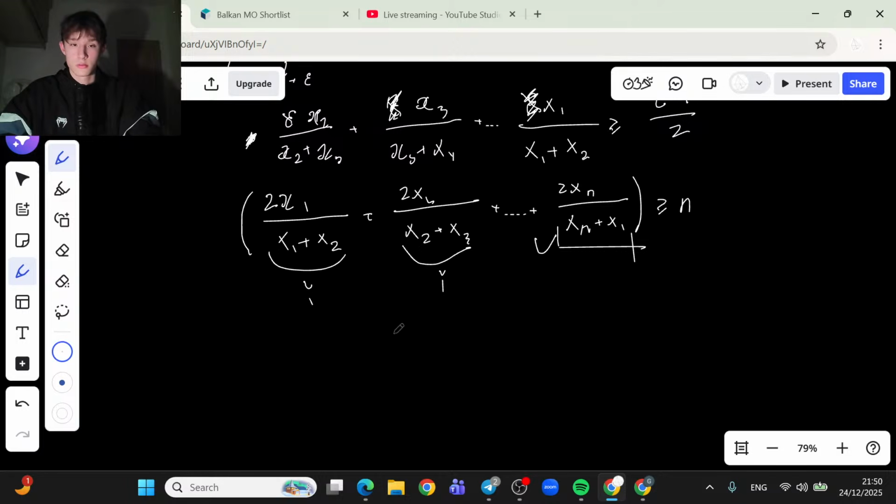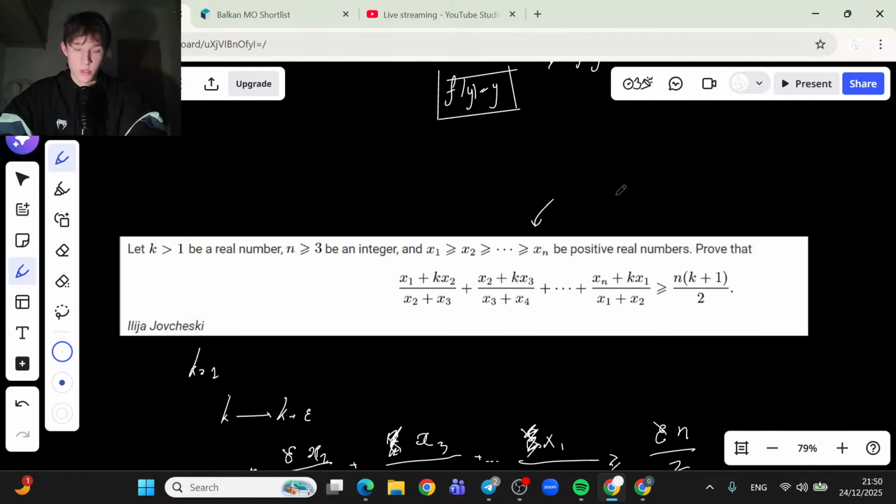Okay, so suppose this chunk is true. Now we want to add 2xn plus 1. The problem with inducting on this is that this changes the last denominator and also adds something else. So that's kind of weird.